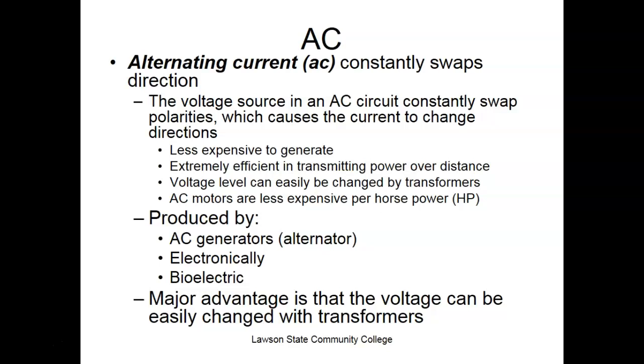Less expensive to generate, extremely efficient to transmit power over distance because of what we're going to talk about. Voltage levels can easily be changed by transformers. AC motors are less expensive per horsepower. So there's several advantages to this over DC.